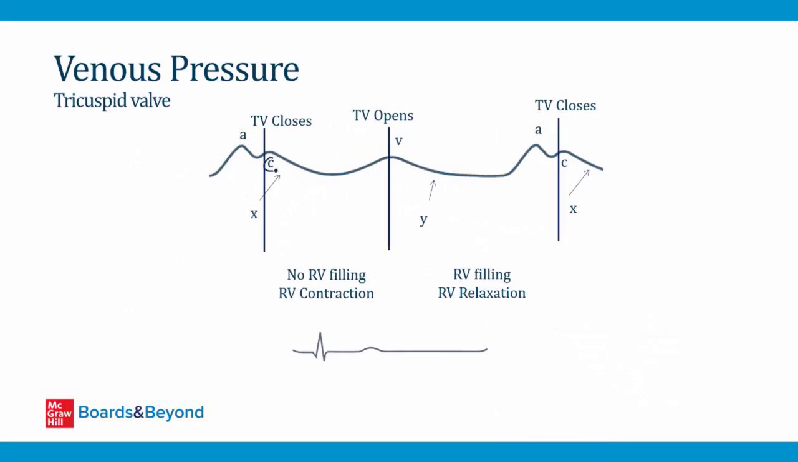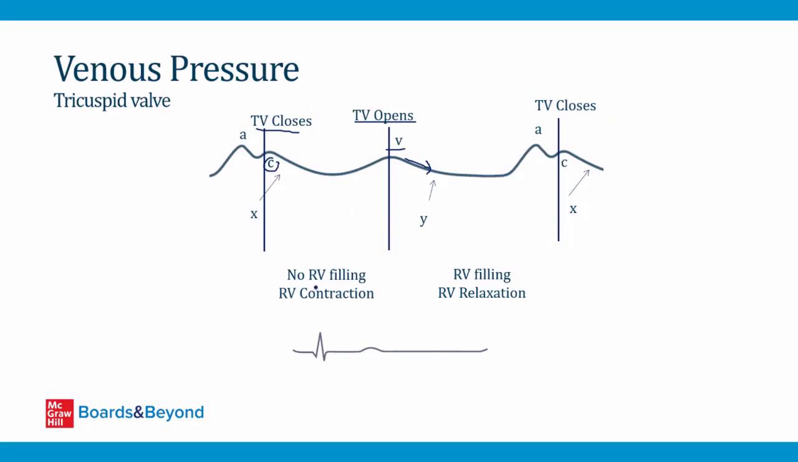Let me make a couple points about the tricuspid valve. Remember, the C wave is caused by closure of the tricuspid valve, so that valve closes just as the C wave begins. Then when the V wave peaks and the Y descent begins, that's when the tricuspid valve opens and blood is leaving the right atrium for the right ventricle. So by looking at this curve, we can define the period between when the tricuspid valve closes and opens and then when it closes again.